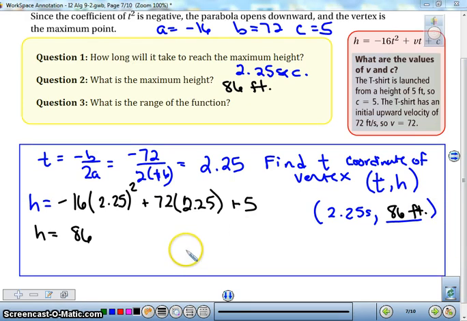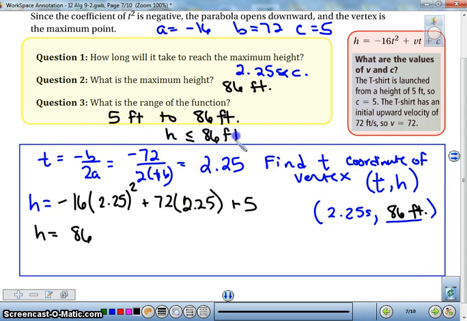The last part of the question says, what is the range that describes the t-shirt's flight? So remember, how high did they start? The range started at 5 feet to, in this case, 86 feet. Remember, this is our height, so we could have h is less than or equal to 86 because it could hit 86 feet, and it is greater than or equal to 5 feet because it started out at 5 feet. Okay.